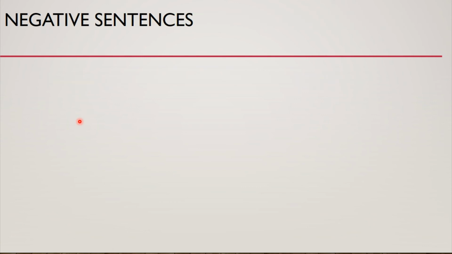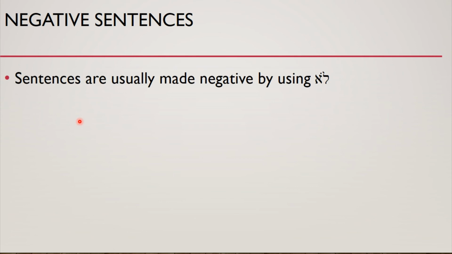And since this chapter is the first chapter that deals directly with verbs, and verbs, no matter what language you're working with, can get pretty complicated, it takes a while to get used to how they're constructed and how they function. This chapter ends with this section that we're going to look at right here, which is negative sentences. So sentences are usually made negative in Hebrew by using the word lo. So these are the examples that the book gives.